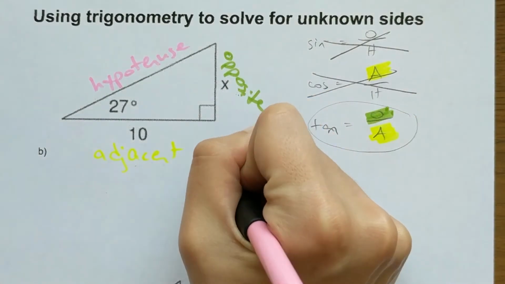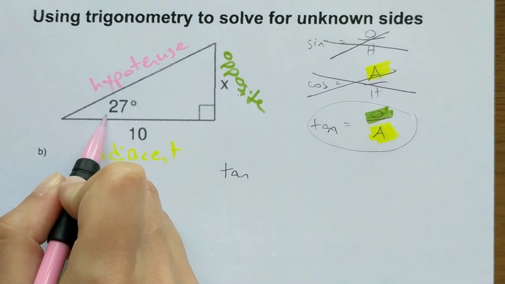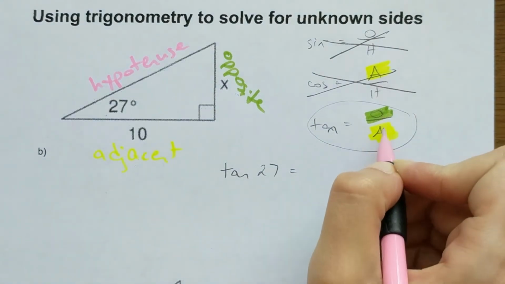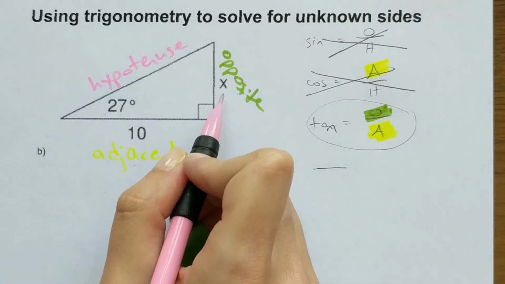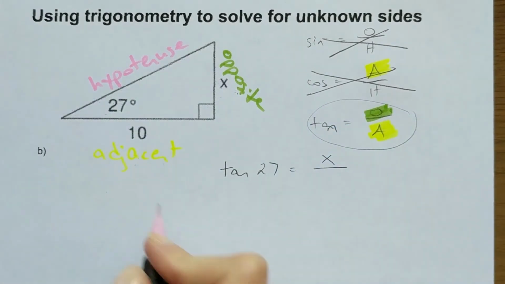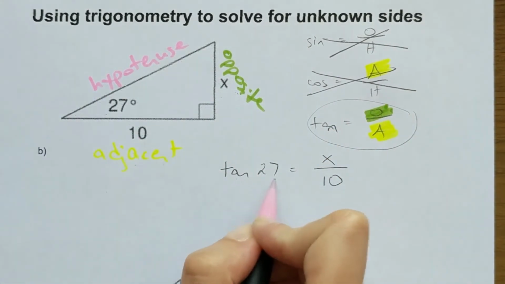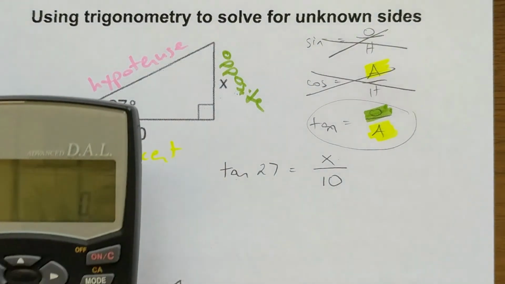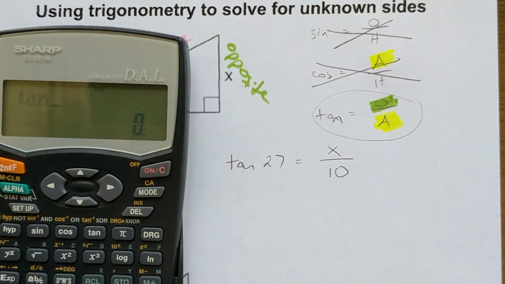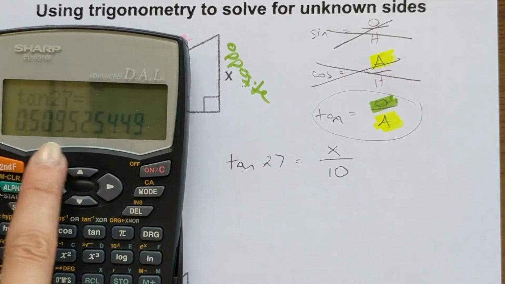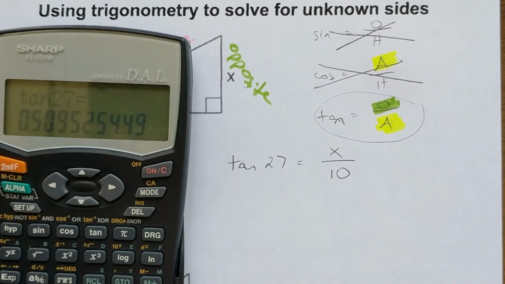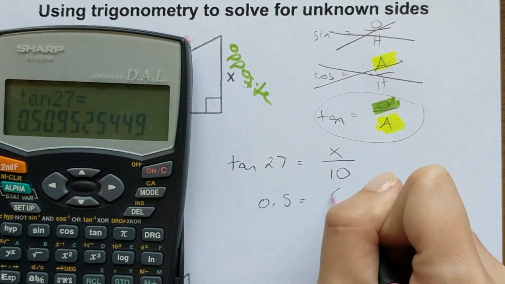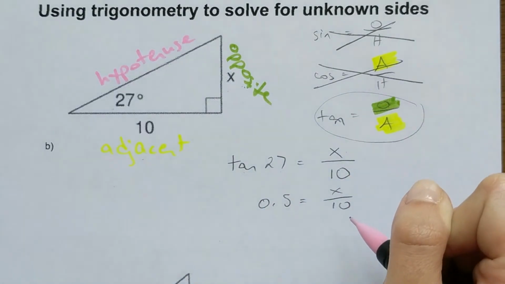Let's write our equation. Remember, tan, and then we write our degree, we write our angle, so tan of 27 is equal to opposite divided by adjacent. Opposite is x, adjacent is 10. So tan of 27 is x divided by 10. Okay? Now I'm taking my calculator and I'm going to go tan of 27 is equal to this long decimal. Remember, we're only rounding to one decimal place, so I'm going to round this to 0.5 is equal to x divided by 10.